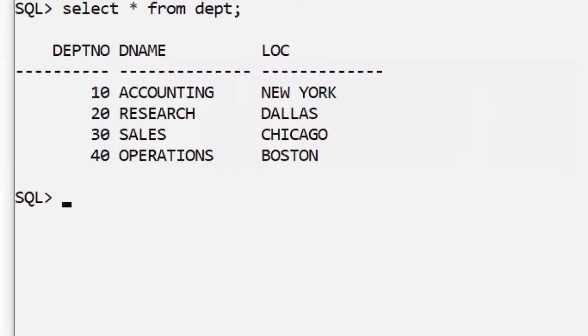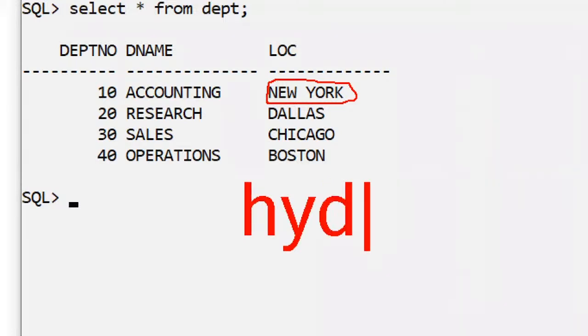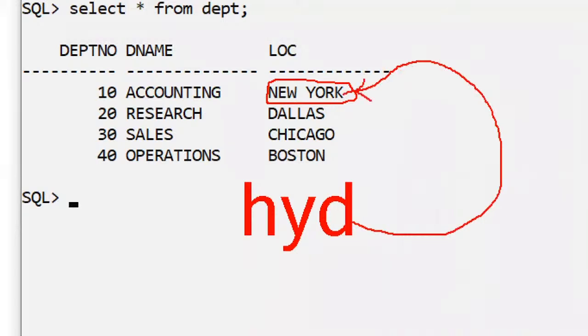Suppose, for example, once this data is there permanently, how do we operate this data? By using the SQL language. For example, what is data, what is information? We will learn later. Observe here, New York is a city, for example. In my project, I want to change this New York location into Hyderabad. I want to change it in this relational database.